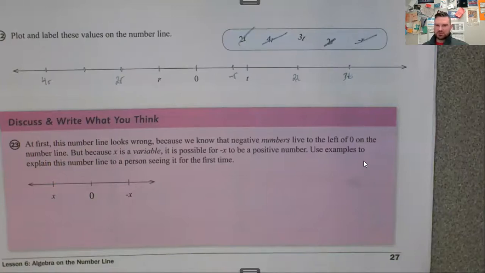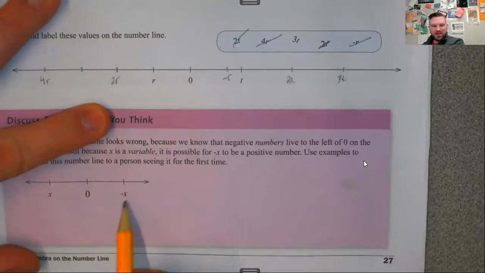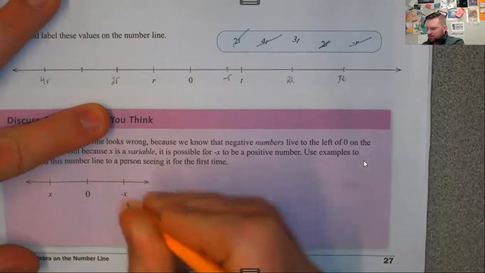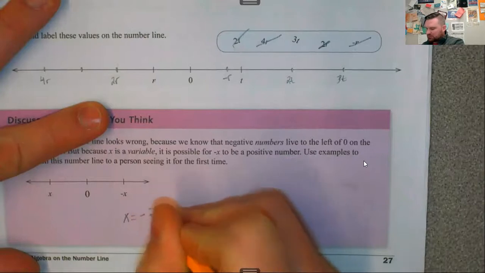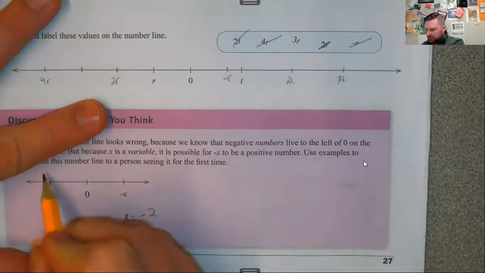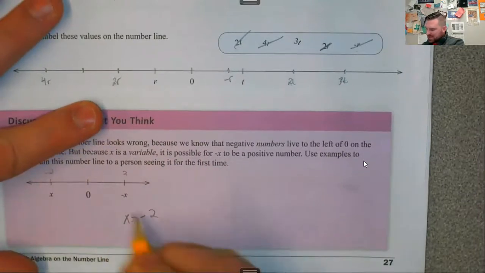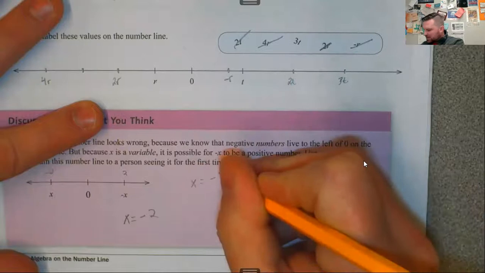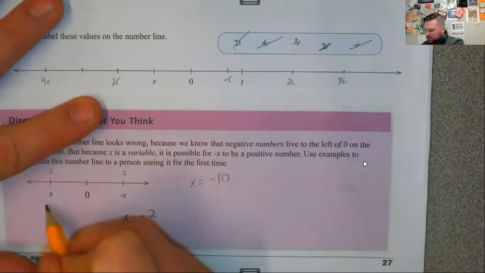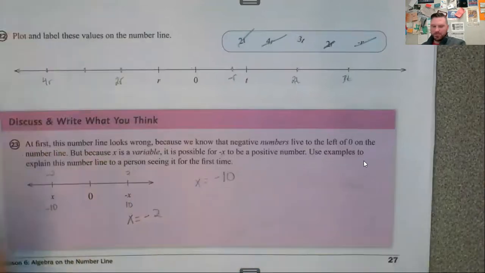Okay, so here's what it's saying. If x is over here, negative x still has to be a positive number. Okay, so in this case, x might equal something like negative 2. Negative 2 over here. That means that this would be a positive 2, because a negative 2 is a positive. If x is negative 10, this over here would be minus 10, and negative x would be the same distance away. This is 10 away, so this would be 10 away, but it would be a positive 10.